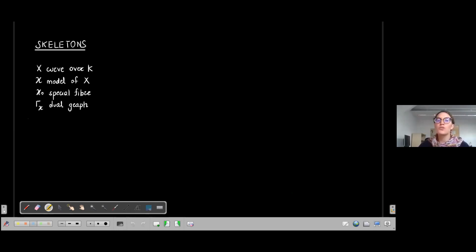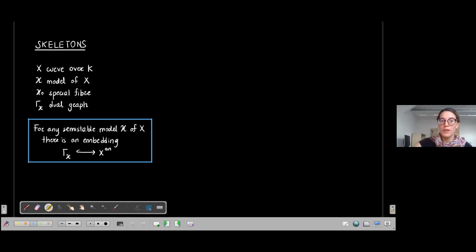I mean, we said that we wanted to have another point of view on the Berkovich space, right? So the reason why we're looking at this is because of the following proposition. It says that if you fix any semi-stable model, as the one we are working with, then we have an embedding of the dual graph inside the Berkovich space.